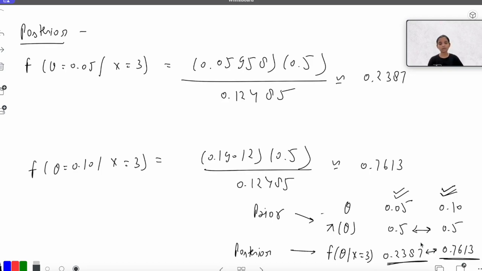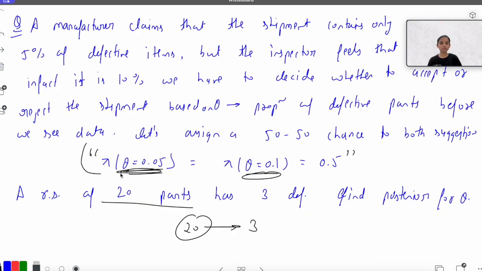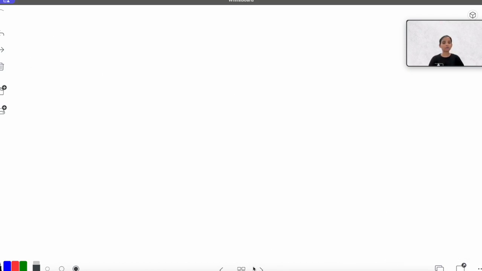Now there is one more important thing here: it's not always very easy to just choose your priors. In this case we have 5% defective and 10% defective, and we are assuming that they have equally likely chances to occur, but it's not always easy to find the priors corresponding to the given information. For that we have different scenarios and different prior methods to calculate how we should choose our prior information and what my prior distribution will be.